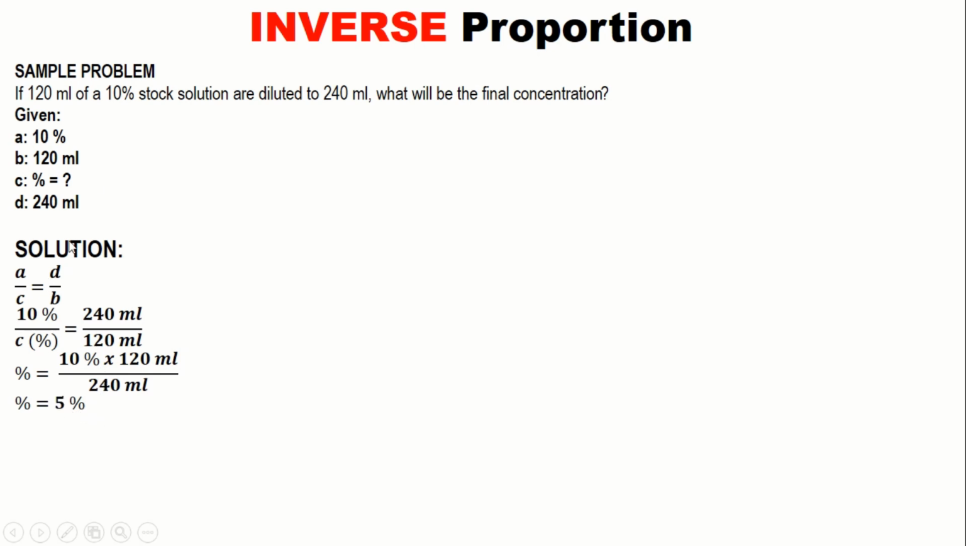So if you dilute 120 ml of a 10% stock solution to 240, the final concentration of the solution will be 5%. So again, this is inverse proportion because if one increases, the other one decreases. So for example, the volume increases from 120 ml to 240 ml. The concentration now will decrease from 10% to 5%.